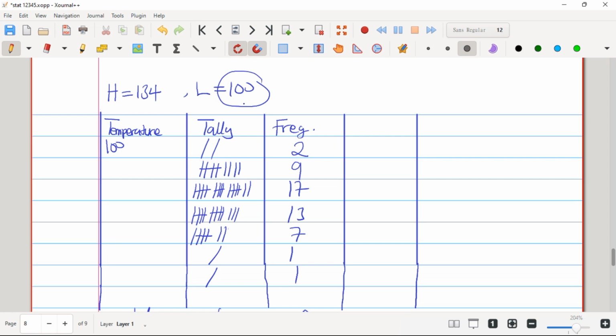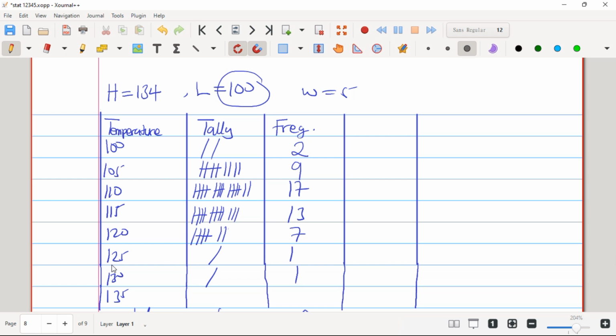So we start with 100, and then we get our class width to be 5. So we are just going to add 5 to 100. We are going to get 105. When we add 5 to 105, we get 110. When we add 5 to this, you get 115, then 120, then 125, then 130, and then 135. All these are called the lower limits.